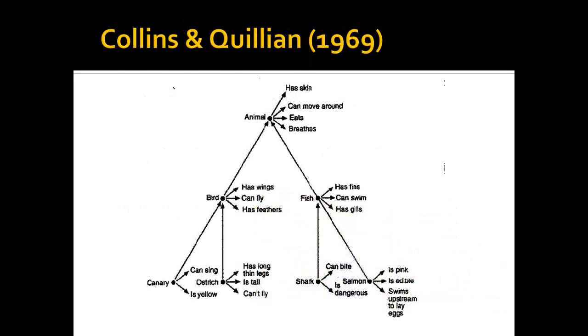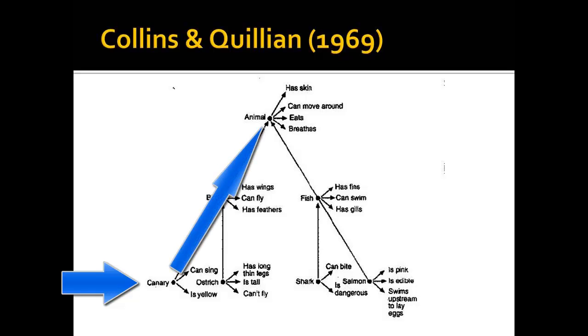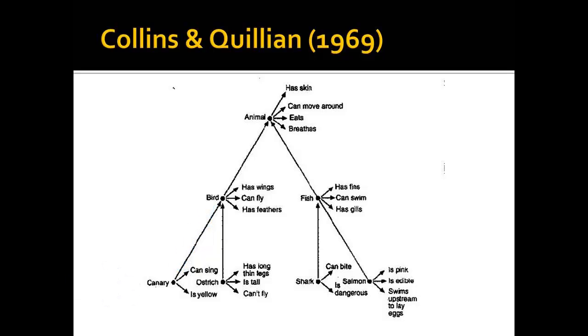According to Collins and Quillian in 1969, our knowledge is stored in semantic networks. So let's take the word canary. We have a semantic understanding of that word. We know the features of the concept canary. It's an animal, and more specifically, it's a bird. It has wings, can sing, is yellow. So all the concepts we know are stored according to their semantic features in relationship to one another.